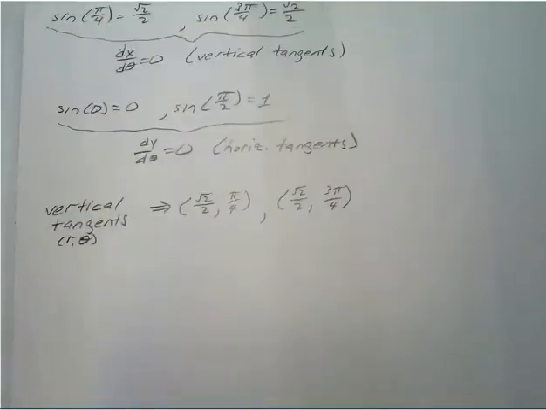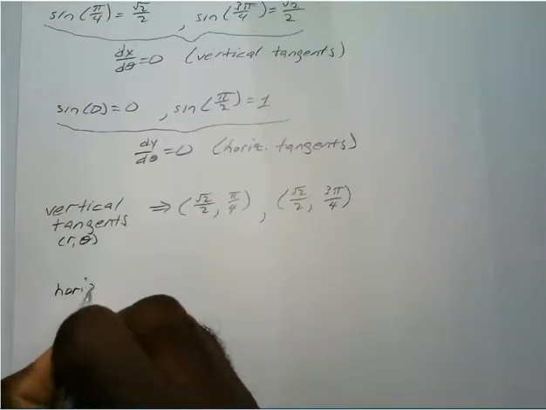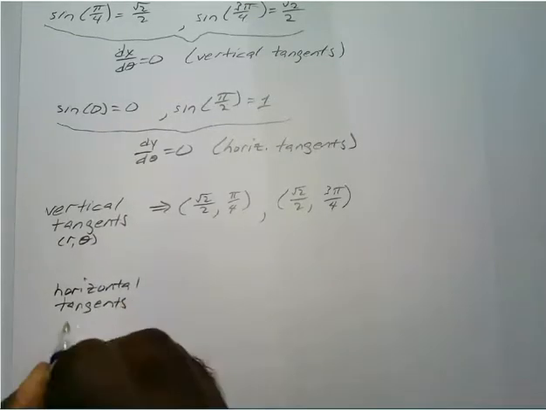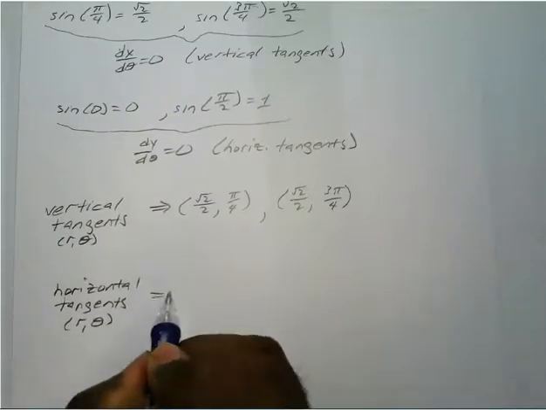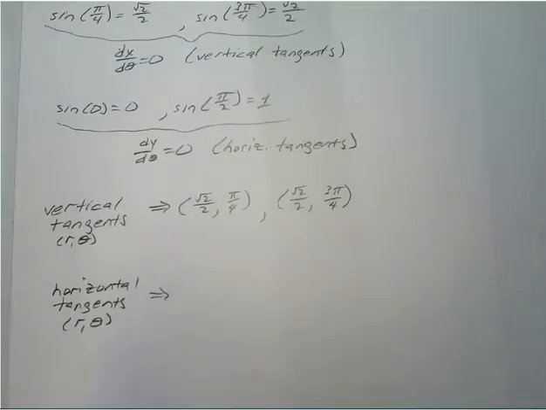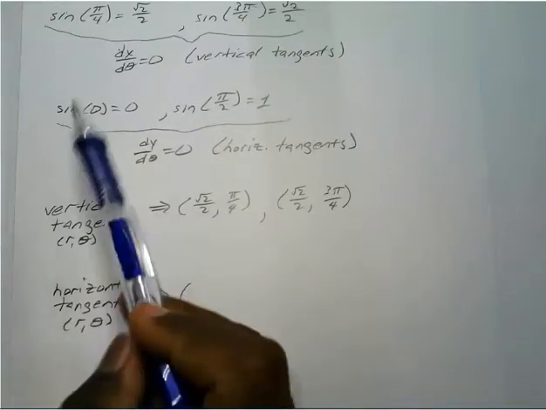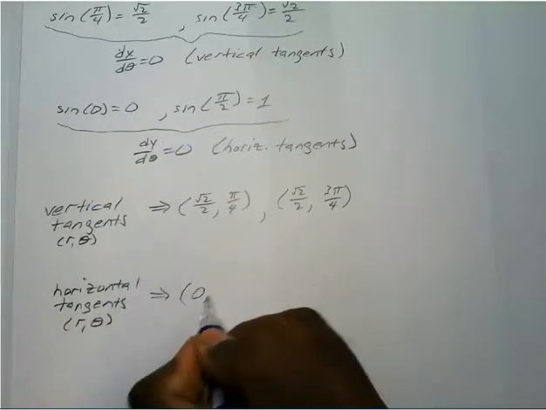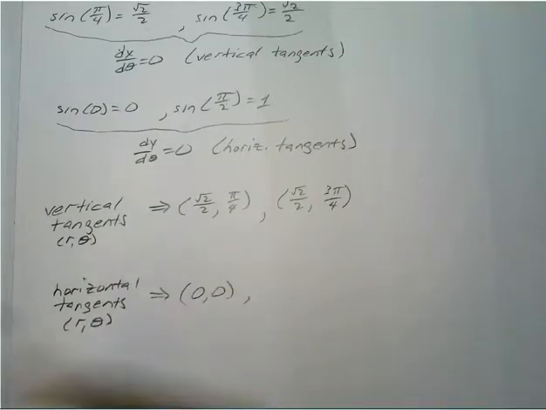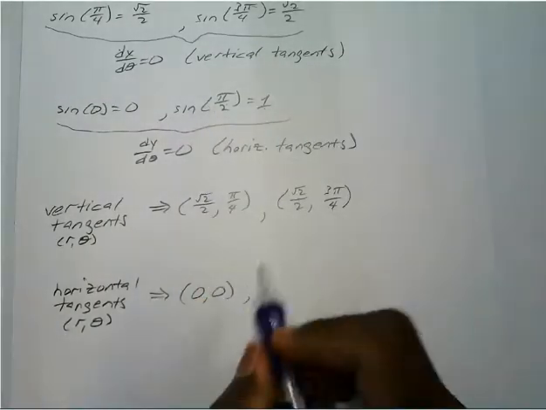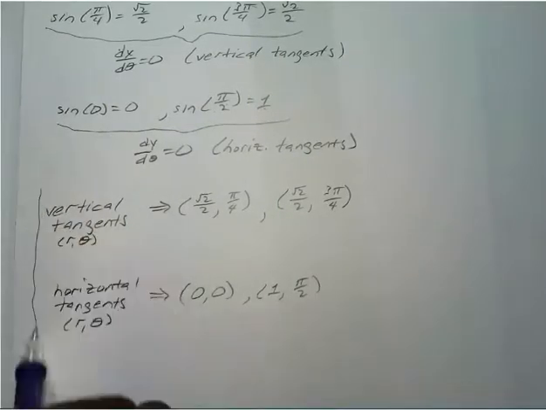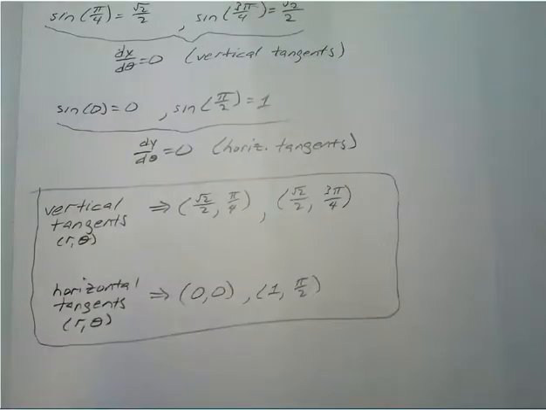Now let's look at our horizontal tangents. Again, it has to be in that r, θ form. We know that r is equal to 0 when θ is equal to 0, so we have 0, 0. And r is equal to 1 when θ is equal to π/2, so we have 1, π/2. So we have our horizontal and vertical tangents.